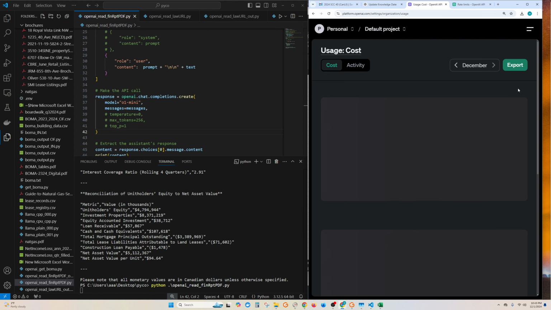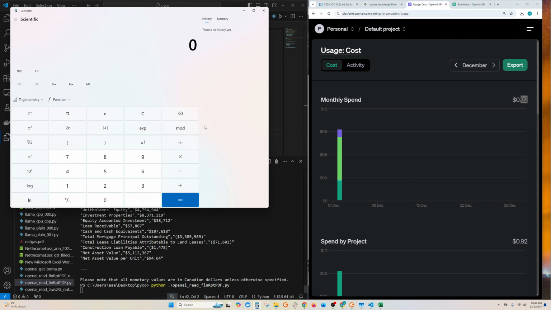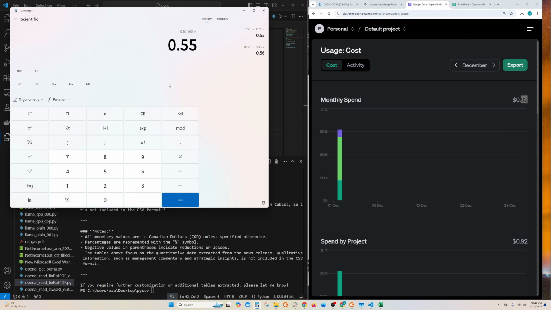From 36 to... What did that really nice printout cost? Oh, dang. 92 cents. Minus 36. Let's make it minus 37, because I bet you that GPT mini run, the 4.0 mini, costs close to 1 cent. It just probably wasn't enough to tick it over. So 55 cents. What do you guys think?